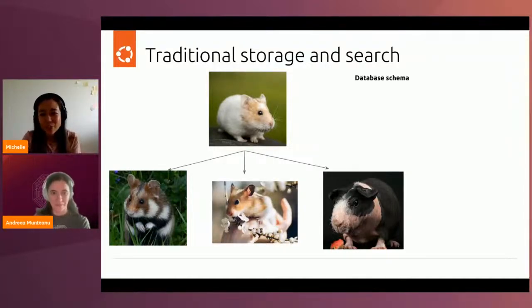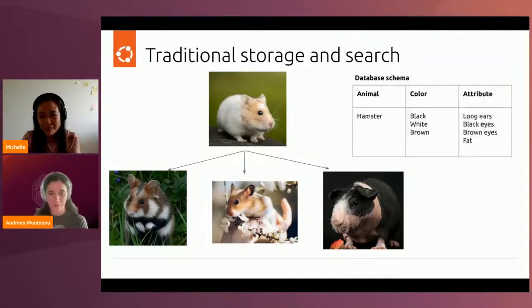In the traditional way, the database schema is a little bit manual, right? You have columns and rows, and then you put hamster and you try to find associations to that hamster, like black, white, brown, or any other attributes you wanted, the ears or black eyes, black hairs, or whatsoever. And those attributions in the traditional structured databases are very manual.